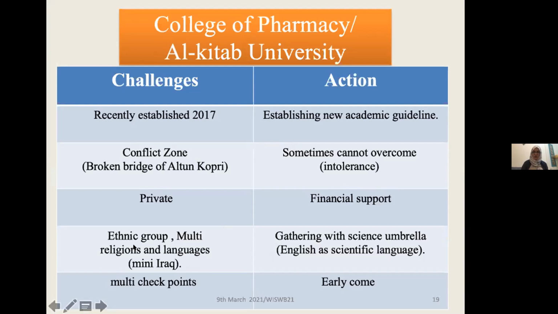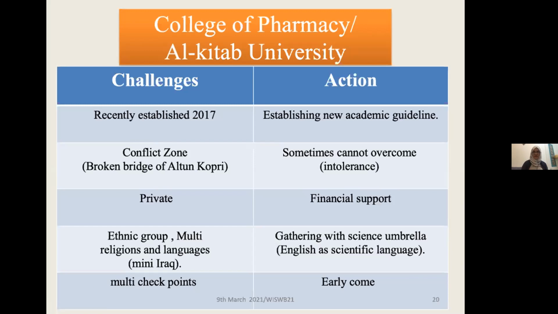As for the ethnic groups of the College of Pharmacy, since it is located in Kirkuk, we have multiple religions and languages. It is considered to reflect much of Iraq. At the same time, we gathered under the science umbrella rather than other ethnicities. English was the scientific language. The main obstacle we faced at that time was the multiple checkpoints, which required us to come early, which was again intolerable.